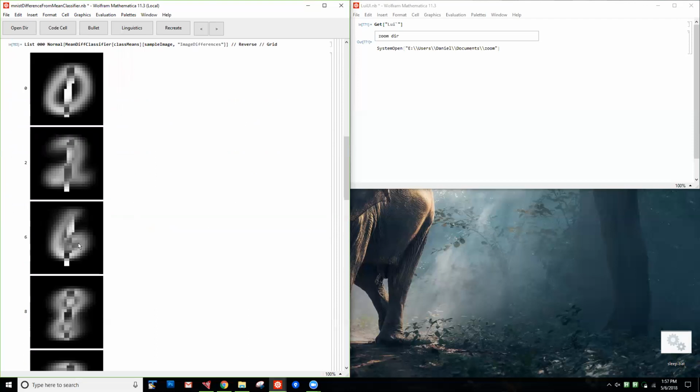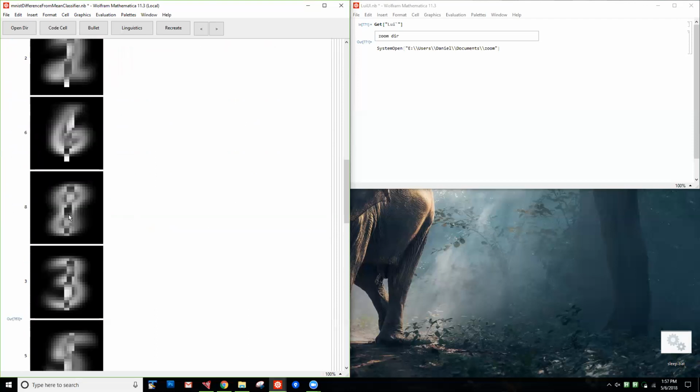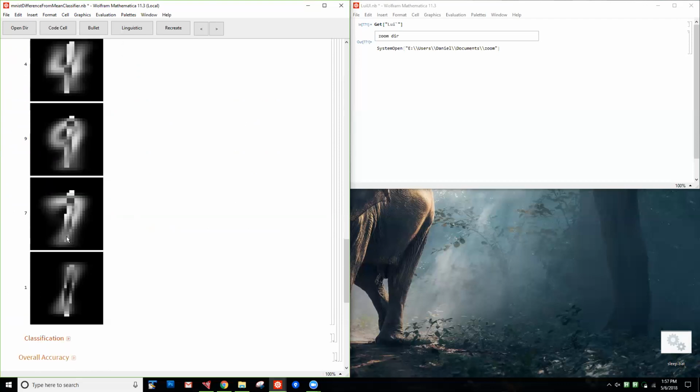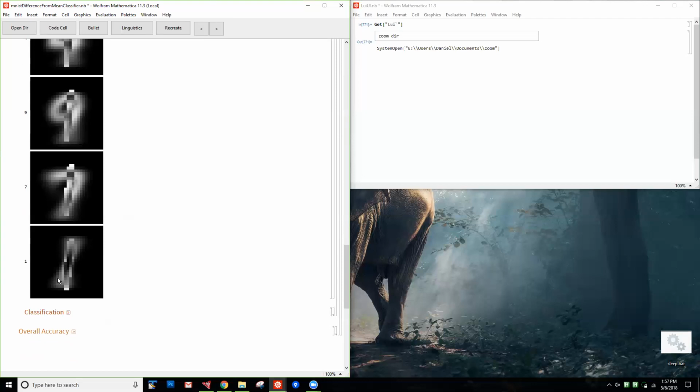But then as we scroll through here, 6 is getting better, 3 is yet better. 7 is the best incorrect answer, because the slanted stick of the 7 has some overlap. And the very best is 1. And that's what we were hoping for.